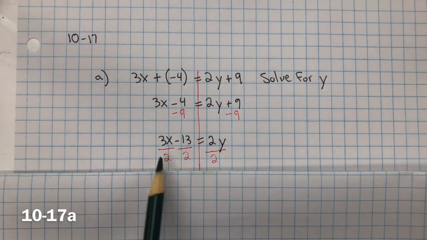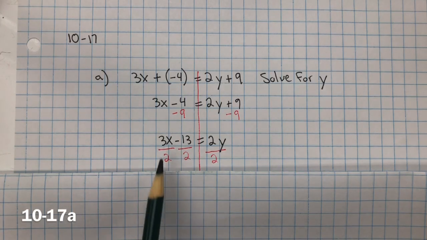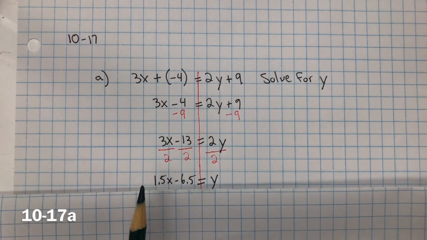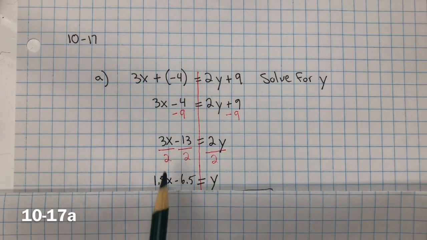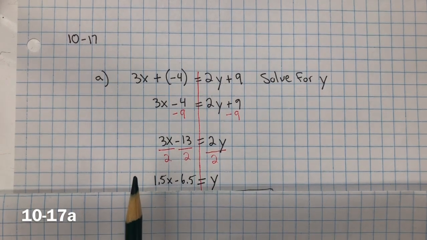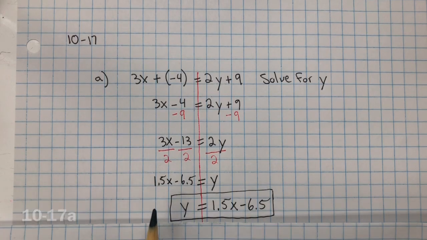And when you divide the left side, you have to divide each term by 2. So we have 3 divided by 2, which is 1.5x. Negative 13 divided by 2 is negative 6.5 equals y. And y equals 1.5x minus 6.5.